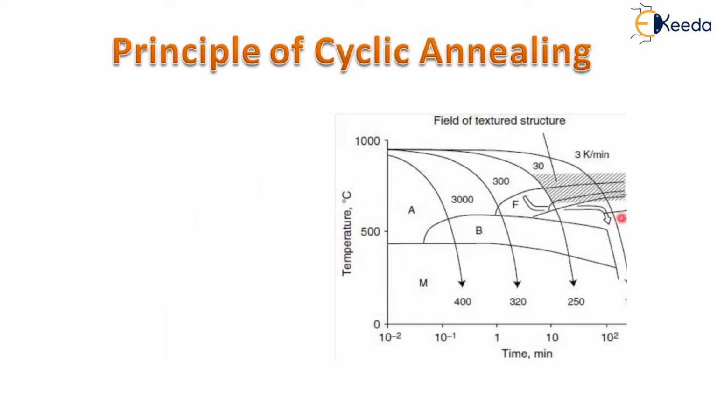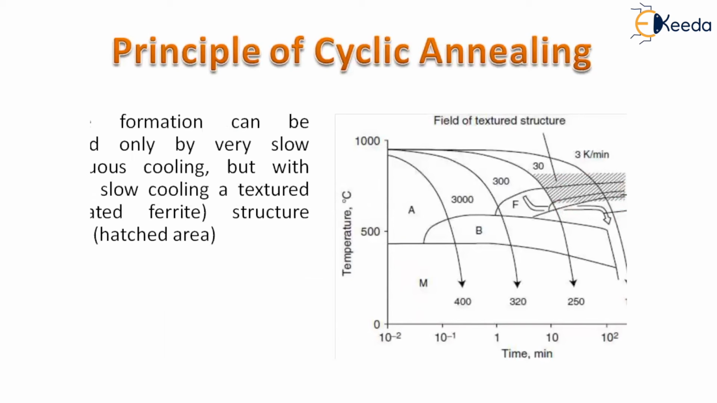You can observe another process in another image here. This is also called the isothermal annealing process. The main principle in cyclic annealing is that bainite formation can be avoided only by very slow continuous cooling. But with such slow cooling, a coarse textured structure results. So that's why we are adopting another procedure, the rapid cooling here. Suppose if you adopt a very slow cooling process, bainite and other formations can form, so bainite formation can be avoided by adopting very slow continuous cooling.